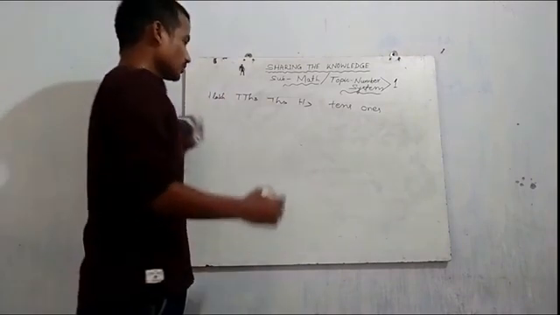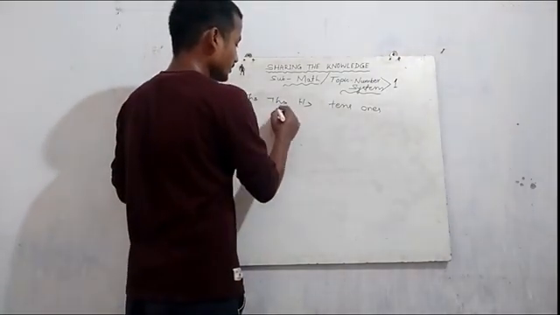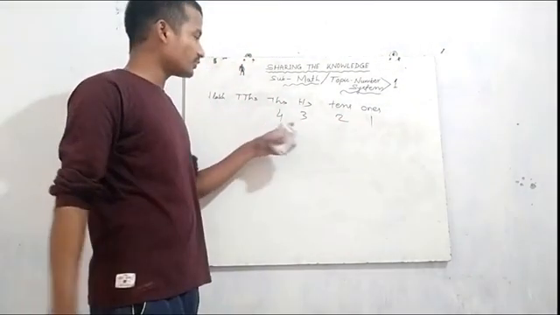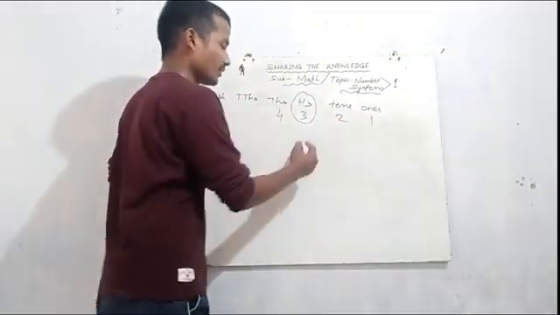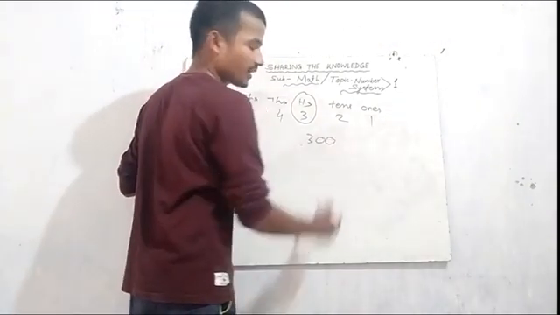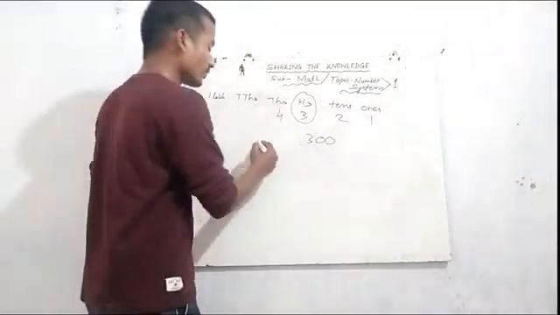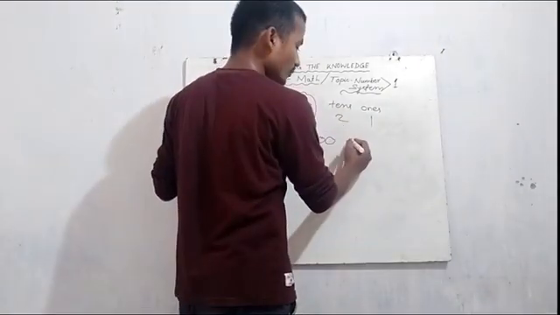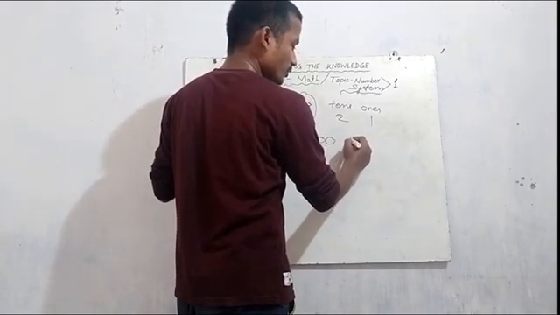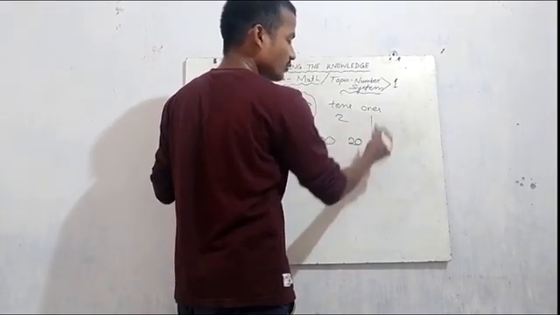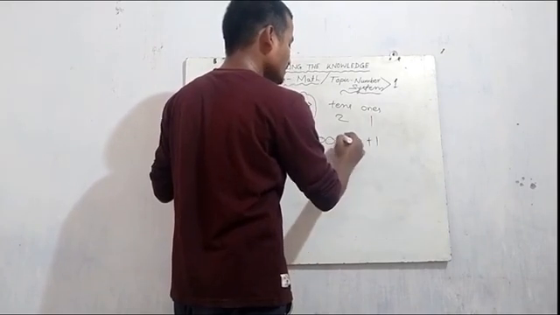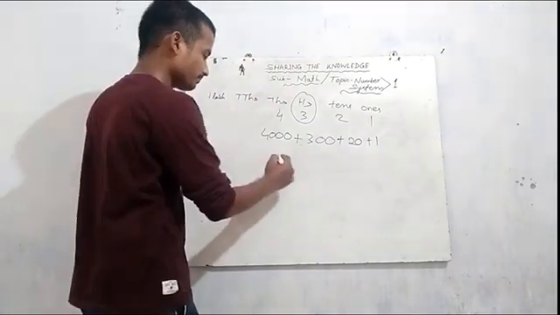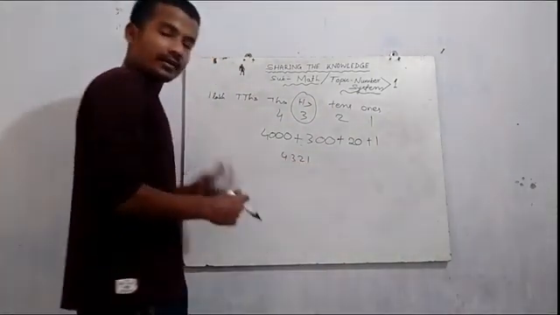Okay, so if I put digits here, 4, 3, 2, 1. What is the place value of 3? 300. What is the place value of 4? 4,000. What is the place value of 2? It is 2 tens, means 20. Place value of 1 is 1. If you add these together, it will become 4,321. Okay, is it?